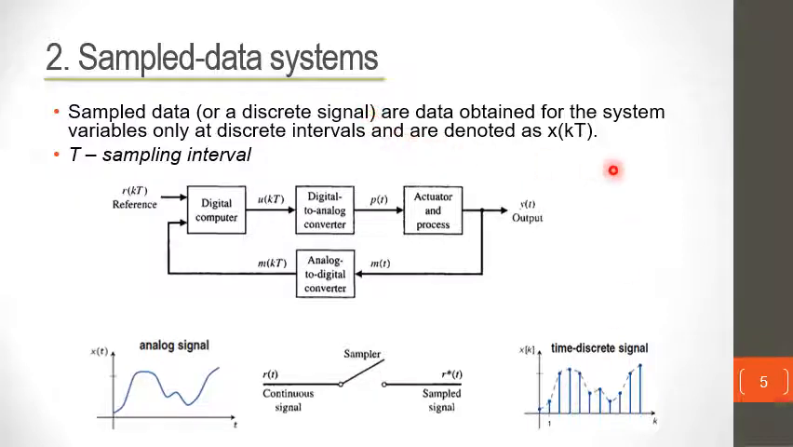So sampled data is data that is obtained for a system variable only at discrete intervals, which are denoted x(kT), or x(k). So this would be the data in this case, which will only define x0, x1, x2, x3, and so on and so forth.